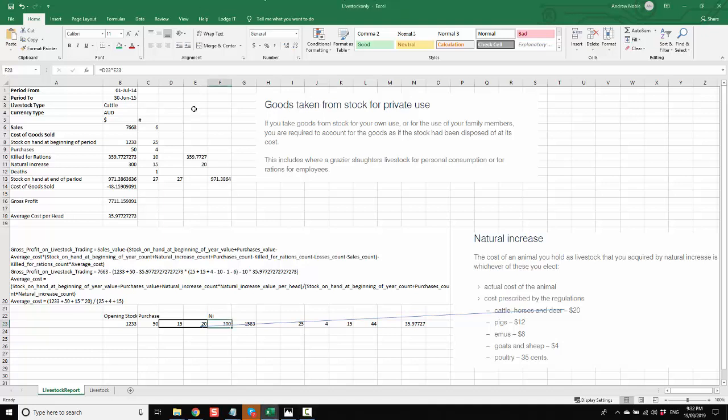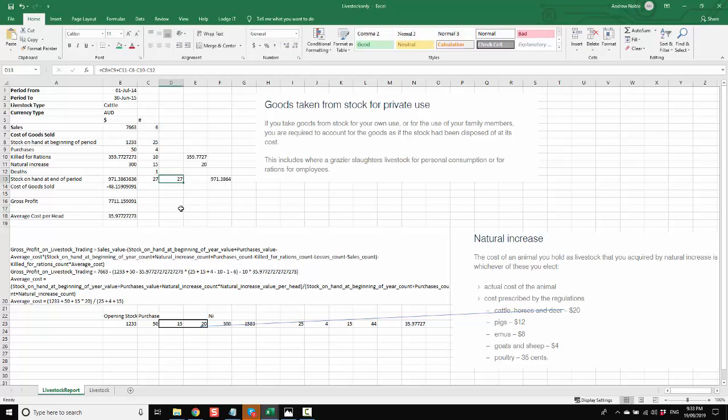So let's have a look through how our formulas are working here. First thing I want to do is check my closing stock on hand is actually 27. And we can do that with the following: opening stock plus purchases plus natural increase minus sold minus killed for rations minus deaths. Okay, so we've got that.